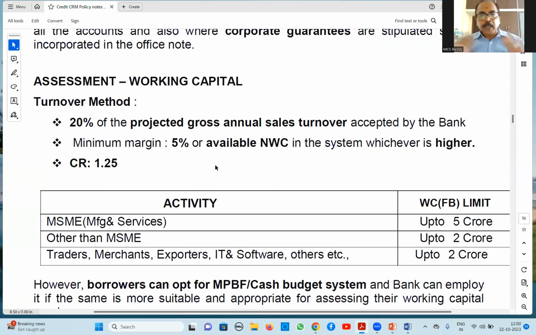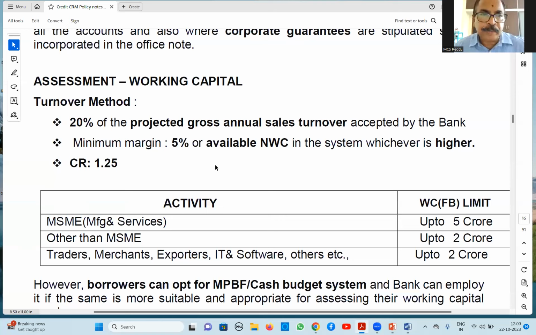Working capital assessment. There are three methods. First one is called the turnover method, which is otherwise called the PR Nayak committee recommendations. The second one is the maximum permissible bank finance method, the MPBF method, under the second method of Chore committee. And the third one is your cash budget method. These three methods are very important, and we will see them one by one.